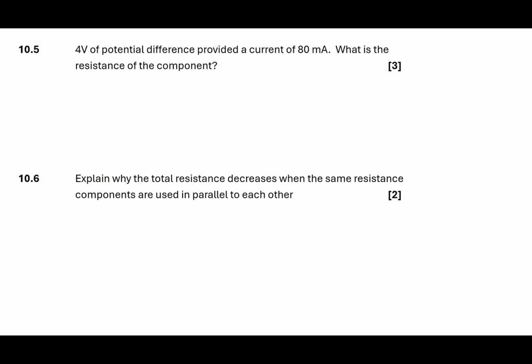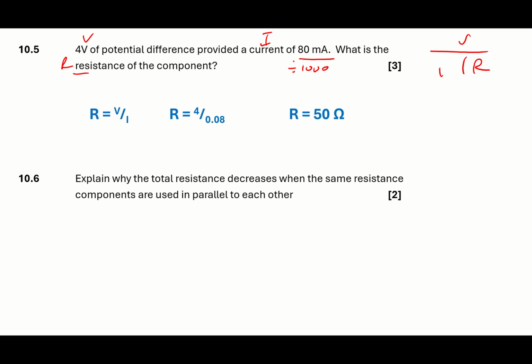On to the next one, 4 volts of potential difference provided a current of 80 milliamps. Okay, so I've got to divide you by 1,000. What is the resistance? So I've got volts, resistance, and current. Oh my days, it's Ohm's law again. R equals V over I, 4 divided by the unit change, 0.08 equals 50 ohms.